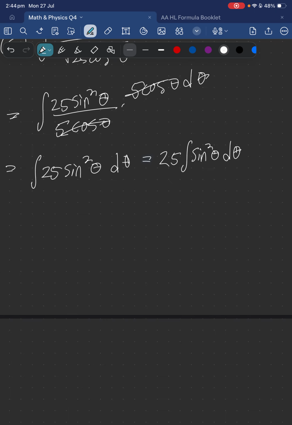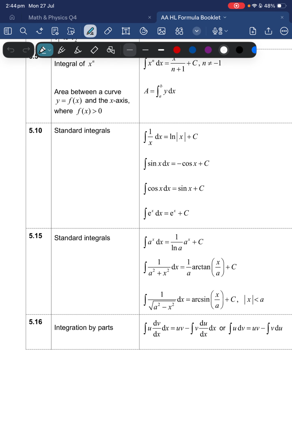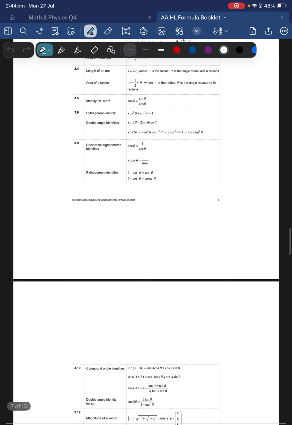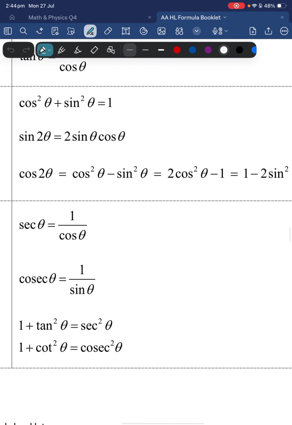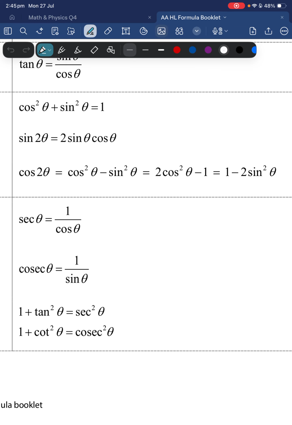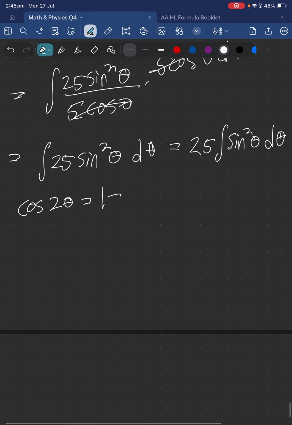And the thing to note is you cannot directly integrate a trig function that is squared. It's impossible. So what we need to do is use an identity which is found in the formula booklet. If you scroll up to the trigonometry section, you need to look at this formula here. So I'll just write it down. It's cosine of 2 theta is equal to 1 minus 2 sine squared theta.